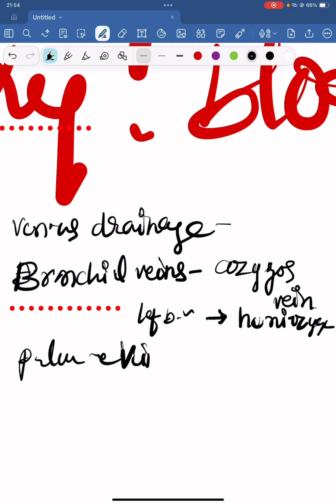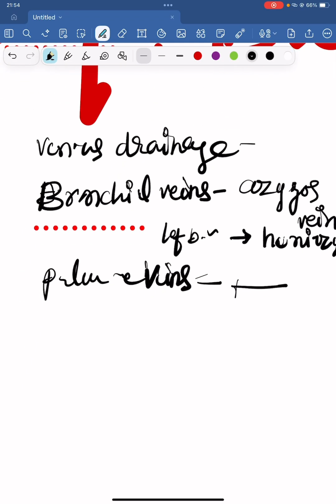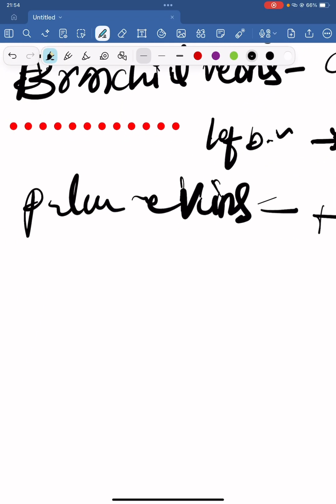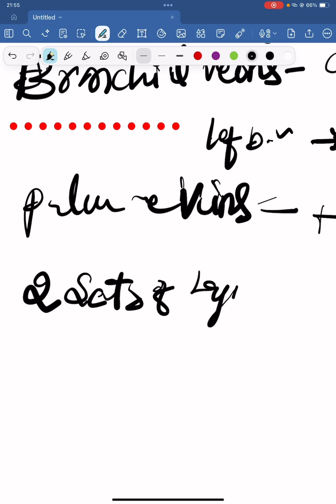Sorry guys, it is the pulmonary veins. The greater part of the venous blood from the lungs is drained by the pulmonary veins only. So that is completed. Now, lymphatic drainage of the lungs. Two sets of lymphatics drain the lung and pleura, both of which drain into the bronchopulmonary nodes.